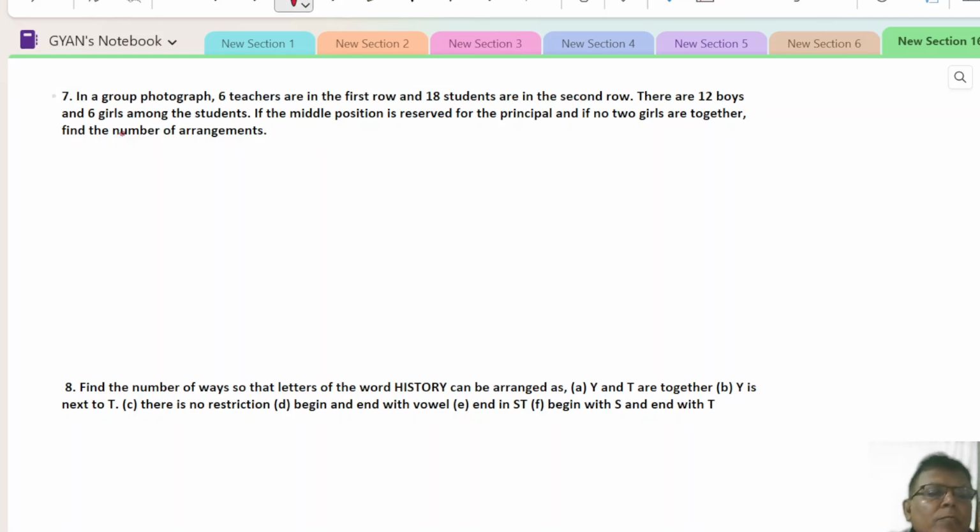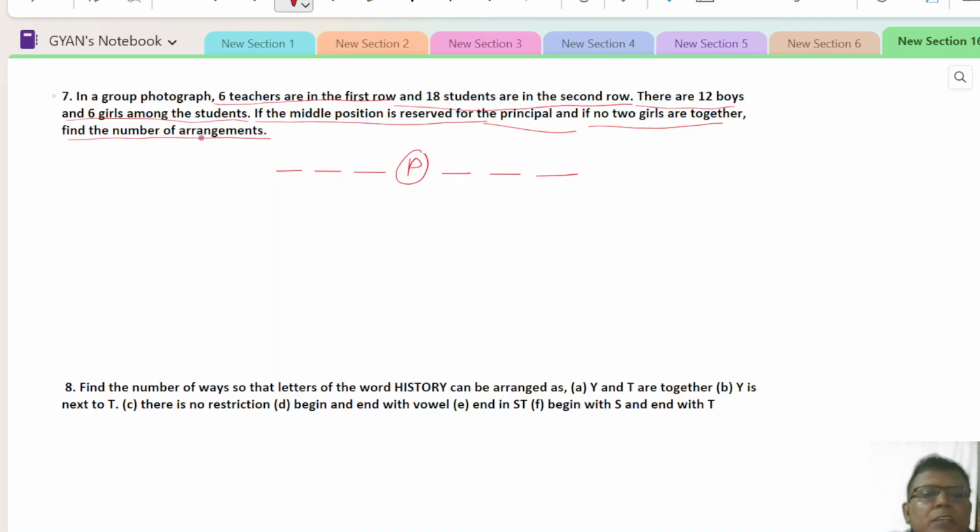Now we will solve some more problems. In a group photograph, 6 teachers are in the first row, 18 students are in the second row. There are 12 boys and 6 girls among the students. If the middle position is reserved for the principal and no girls are together, find the number of arrangements. So 6 teachers are there, 1, 2, 3, 4, 5, 6. And here the principal's position is intact.